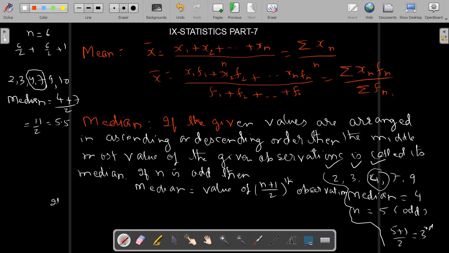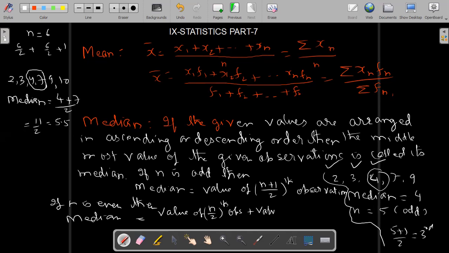So if n is even, then median will be equal to the value of, first you will write the value of n by second observation plus the next observation of this, that is the value of n by 2 plus 1.